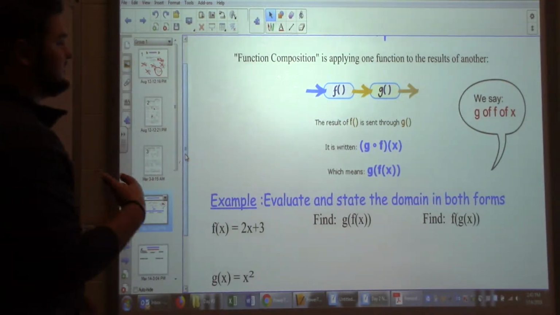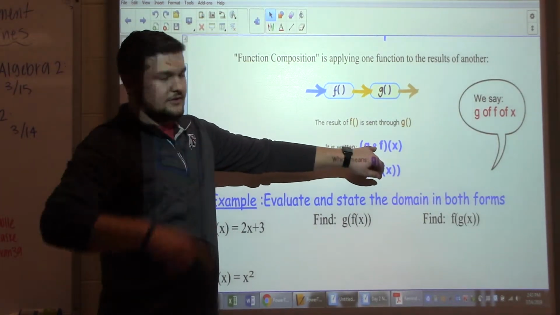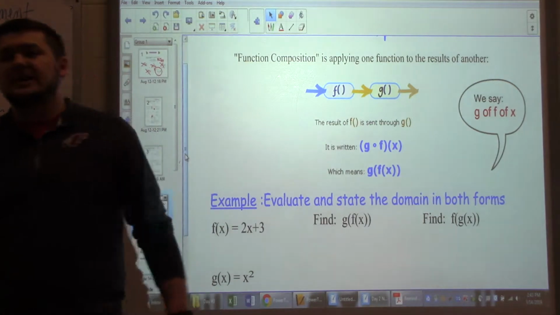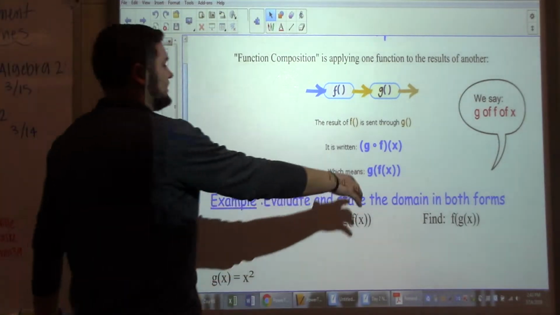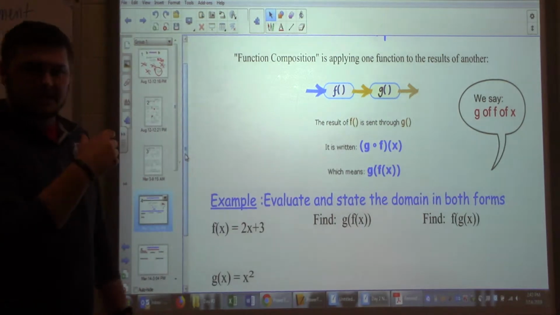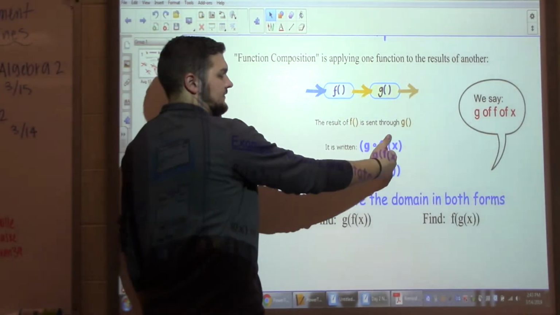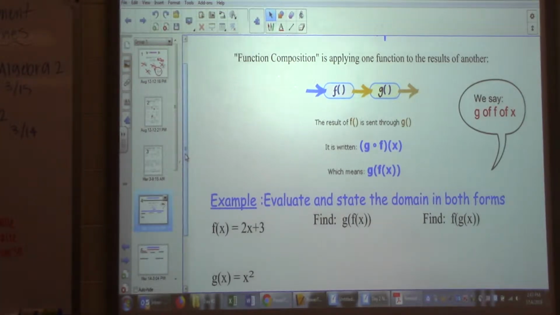You'll notice this dot here is not actually a dot. It's a circle. Right? There's a white space in the middle there. It is not a multiplication sign. That means the composition of those two functions. Now what we're doing is we're taking the result of f and we're sending it through our g function. Alright, we say it g of f of x. So you take your result from your f function, you send it through your g function.